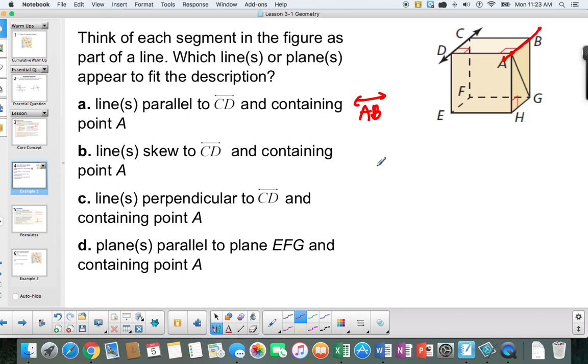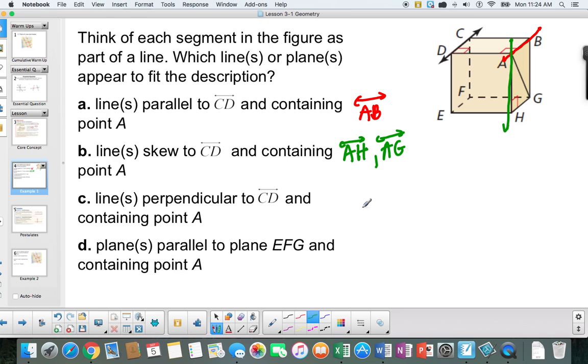Lines skew to line CD and containing point A. All right, in this case, we don't want a line that's in the same plane, so we're going to choose this line right here. It contains A, but it's not in this top plane, so we call that line AH. Now, we could also have line AG as well, because that won't be in the same plane either.